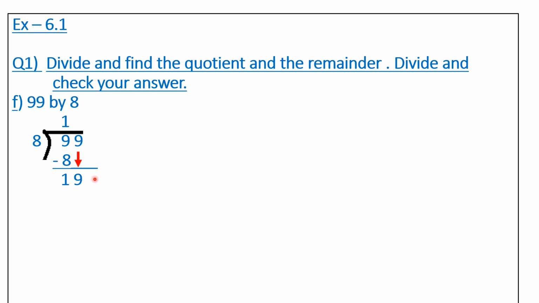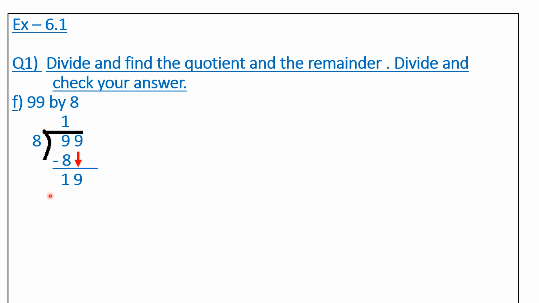Now children, you have to divide this 19 by this 8. So you have to read the table of 8 and you have to get 19. If you don't get 19, you have to get a number just less than 19. Okay, the nearest number to 19 and less than 19. So read the table of 8. 8 1s are 8. 8 2s are 16. 8 3s are, yes, 24.